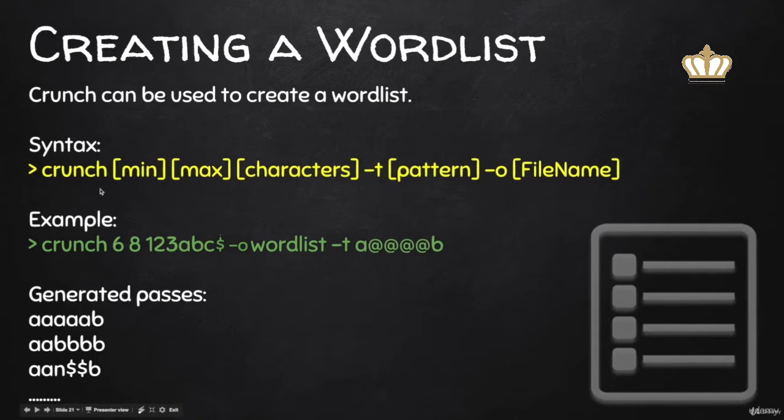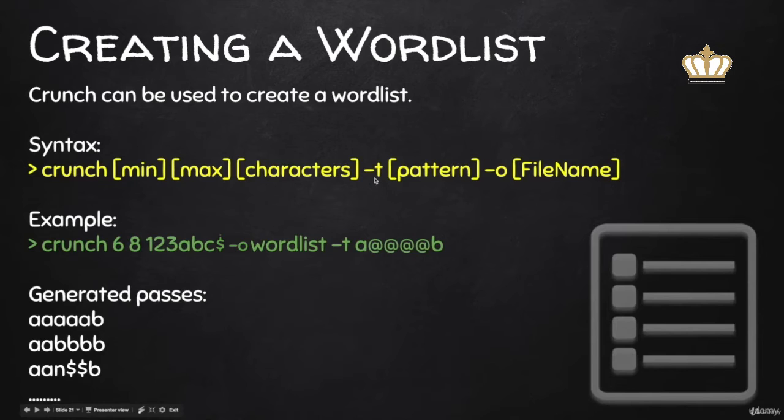All you have to do is just put the name of the tool, and then you specify the minimum number of characters for the passwords to be generated. Then we're going to specify the maximum number of characters for the password. Then you specify the characters that you want to generate passwords from. For example, you can put all lowercase characters, all uppercase, you can put numbers, digits, or you can just specify a smaller number to make the word list smaller.